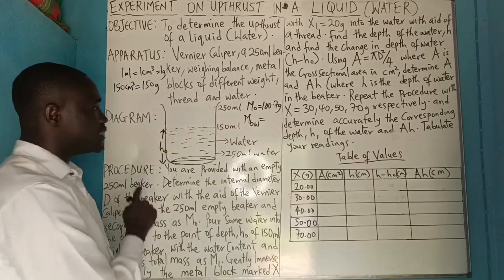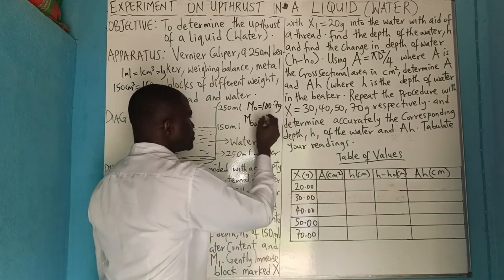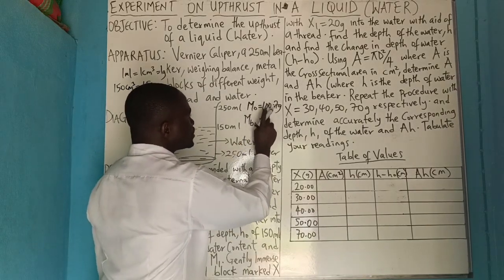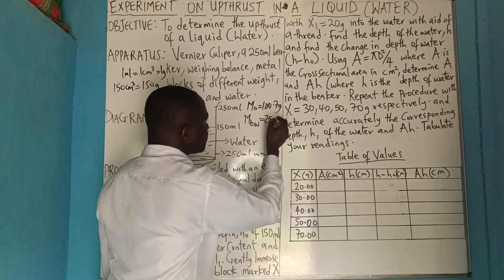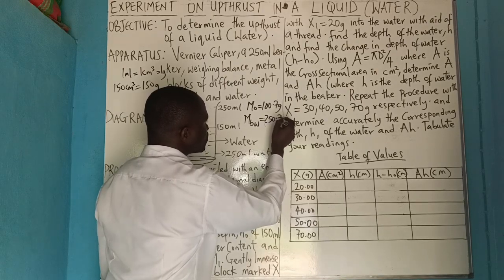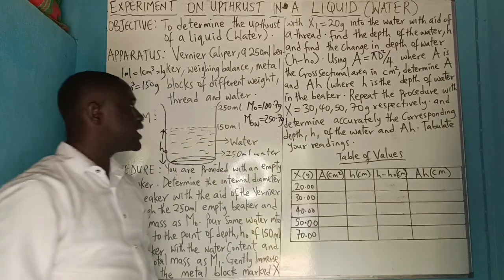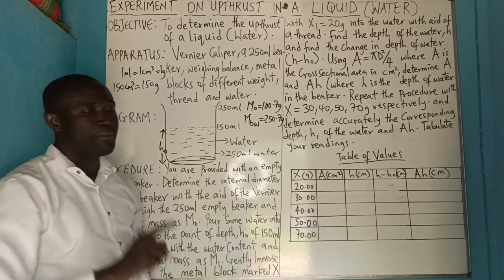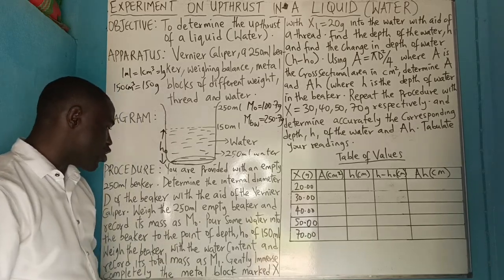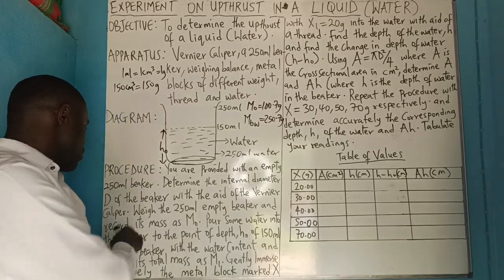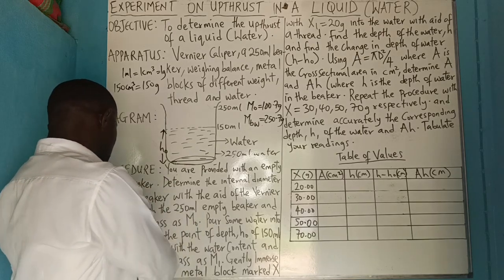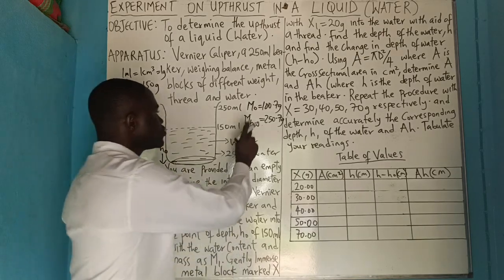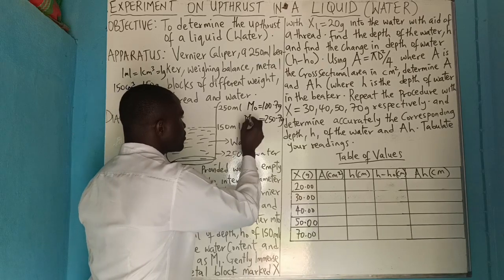You say that this 150 gram plus this will now give you 250.7 grams. That is the mass of the beaker and the 150 ml of water. Okay, weigh the beaker with the water content and record its total mass as M1. So we call it M1.